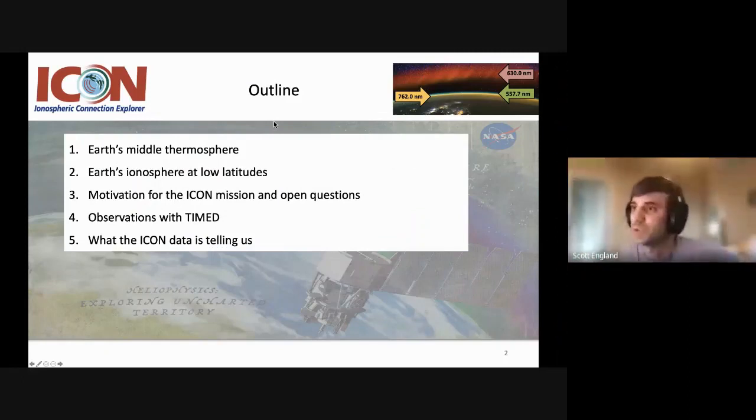So what will I do? I'm going to spend a bunch of time talking about the middle thermosphere, so I'll introduce that. Then we'll look at the ionosphere at low latitudes. We'll look then at the kind of questions that motivated the ICON mission, and that's going to be important for giving some context to what I'm going to show. Then I'll show the progress that we managed to make with the TIMED spacecraft and its data, and then we'll get to what the new ICON data set is telling us about this problem.